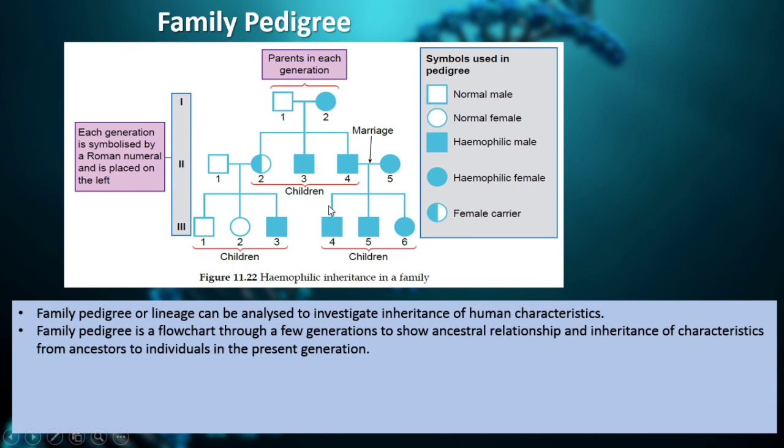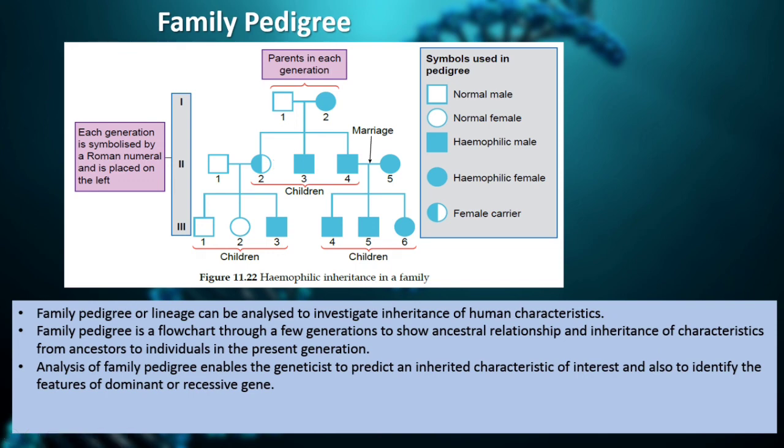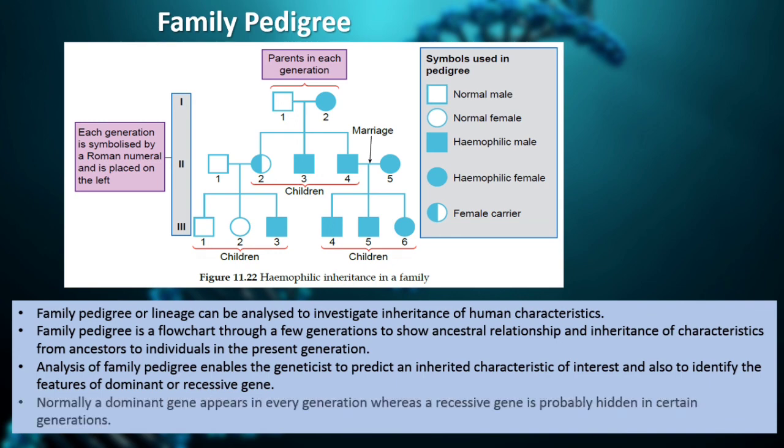daripada generasi yang kedua. Analysis of family pedigree enables geneticists to predict an inherited characteristic of interest and also to identify the feature of dominant or recessive genes. Normally, dominant genes appear in every generation, whereas a recessive gene is probably hidden in certain generations. Okay, so selalunya macam tu lah. Normal dominant selalunya ada dalam setiap generasi sebab dia dominan. Kadang-kadang recessive tu akan ada, mungkin certain generation dia akan hidden. Okay, that's all. Thank you.